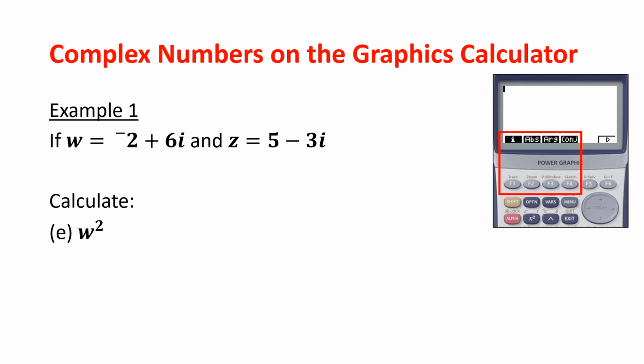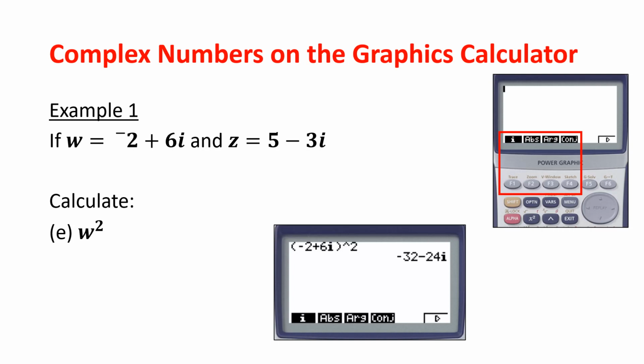All right, what about w squared? Well, that's just w times w. So you can either go w and then w again, or you can go bracket negative 2 plus 6i for w to the power of 2. So that's pretty easy.